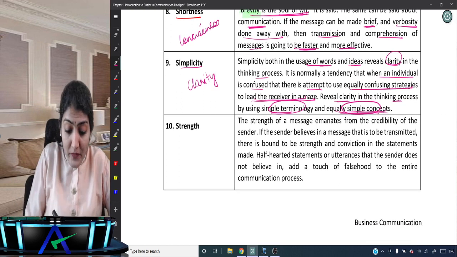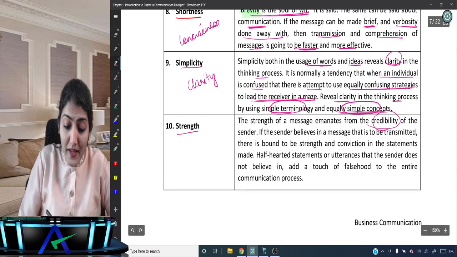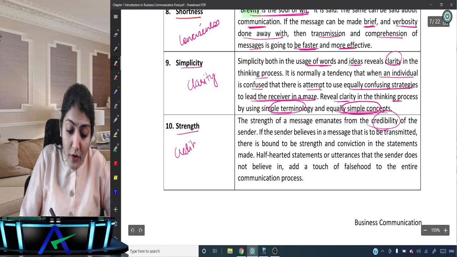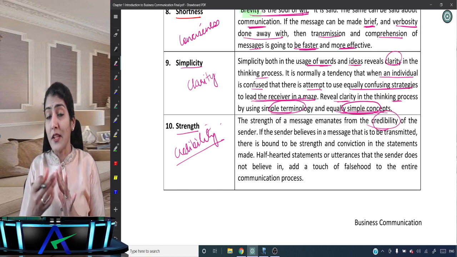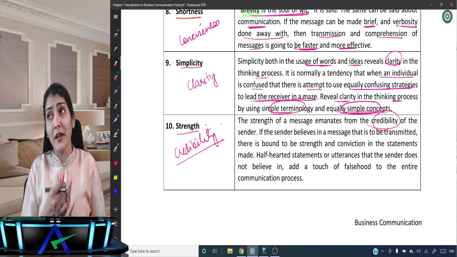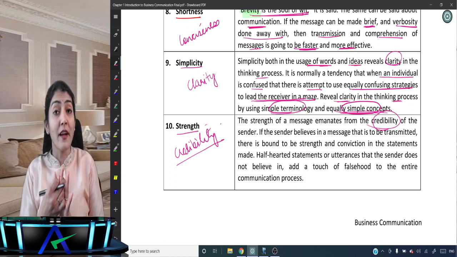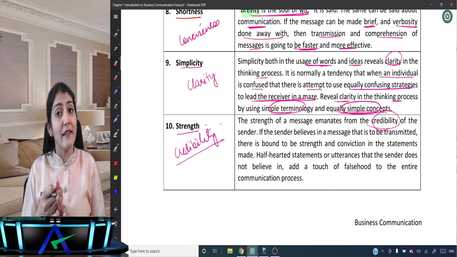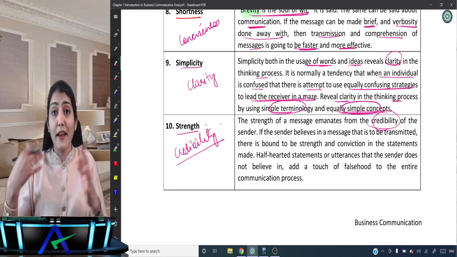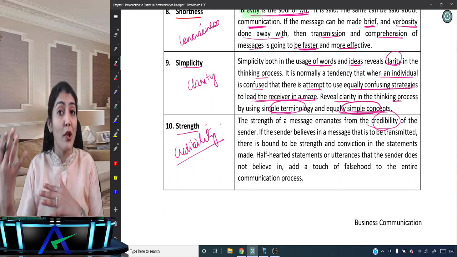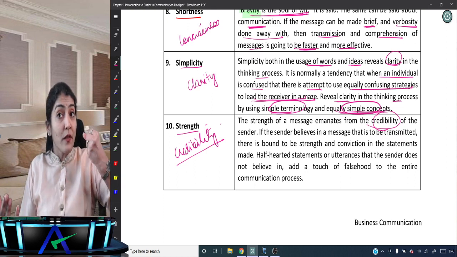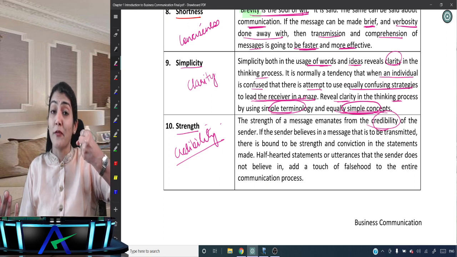Then the strength. Now, the strength of the message emanates from the credibility of the sender. Like, if I'm not wrong, on 20th of March or so, Modi ji, the Prime Minister of the country, came on the television and said that we will be observing a Janta curfew on 22nd of March. And then a few days later, he came on the television again and said now there is going to be a lockdown. Right, so now you know the credibility, you know the strength of the message.